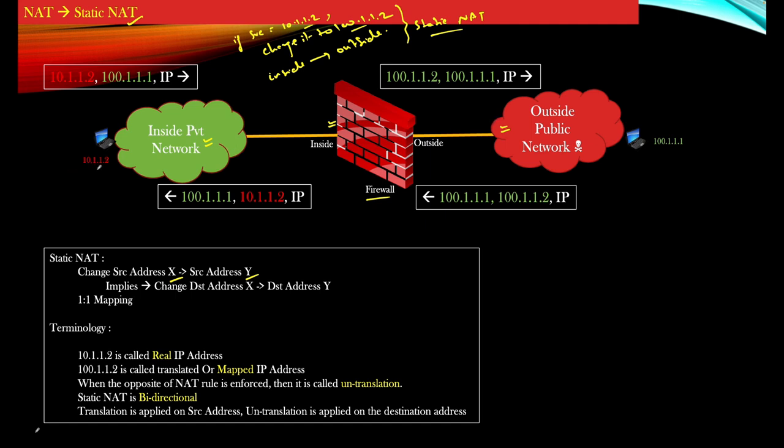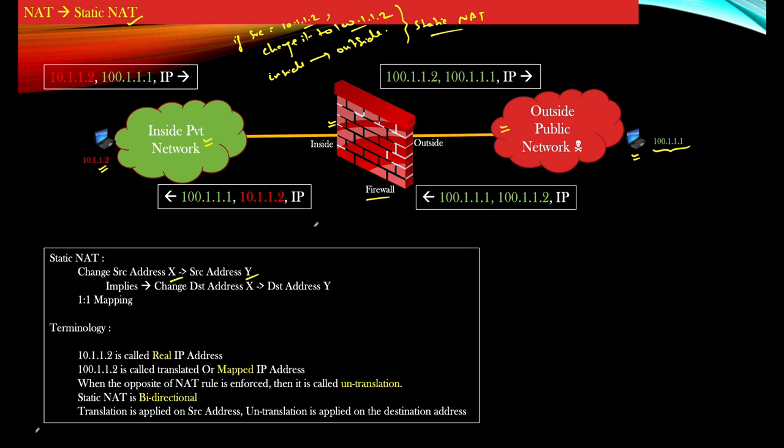And let's say there is some machine present inside the private network of the organization, and the organization has assigned a private address to this machine which is 10.1.1.2. And let's say that this machine wants to communicate with some machine present on the public network or internet. And therefore, let's say the IP address assigned to that machine is a public IP address 100.1.1.1.